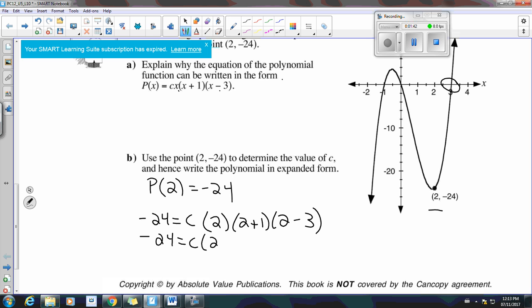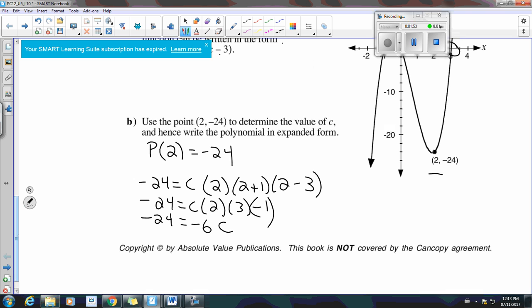So this is c times 2 times 3 times negative 1. So this is negative 24 equals negative 6c. Dividing both sides by negative 6, we get c equals 4. So now putting it back in factored form, p of x is 4 times x times (x plus 1) times (x minus 3). It also wants it in expanded form.